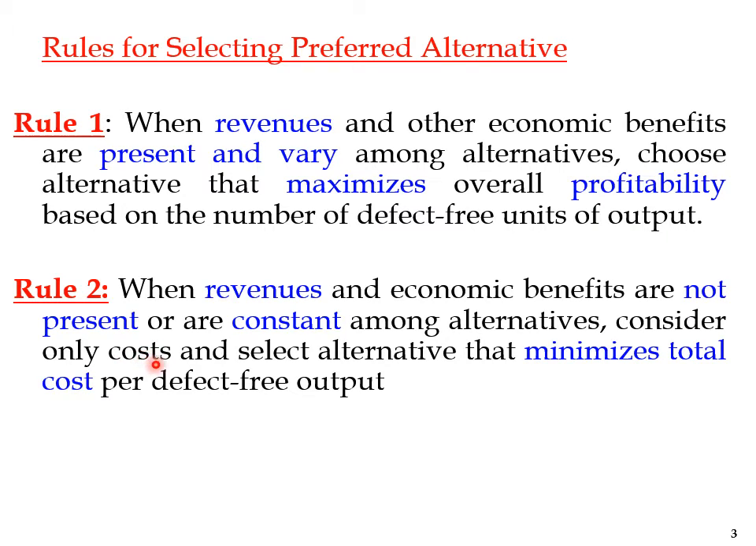So some governmental projects are of this type because in governmental projects, usually it is not for making profit. It is for satisfying the citizens. So we select the alternative that minimizes the total cost. Okay, so these are the two rules. Two rules for selecting the preferred alternative.